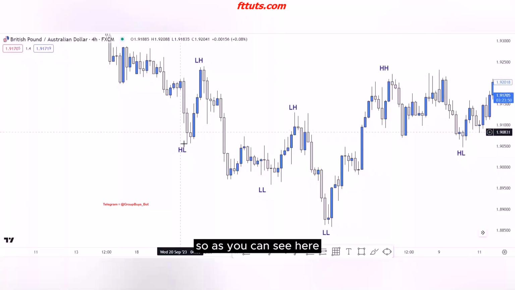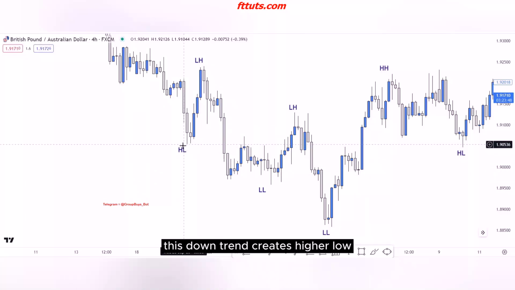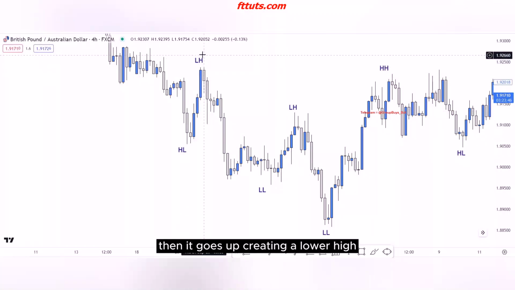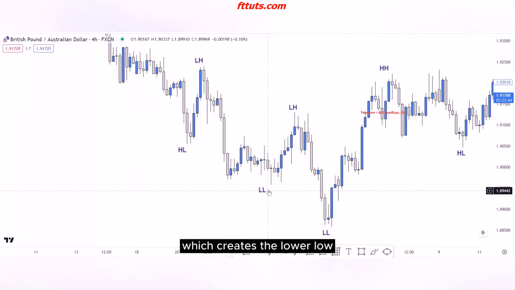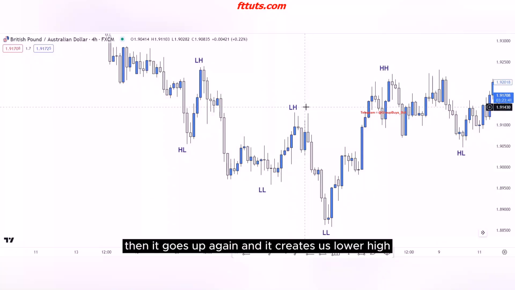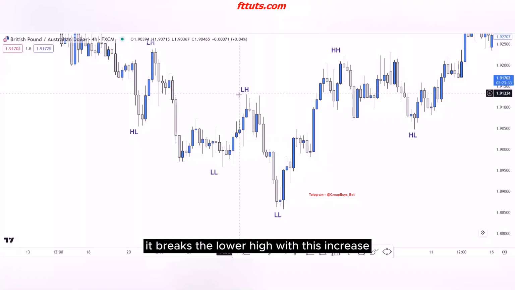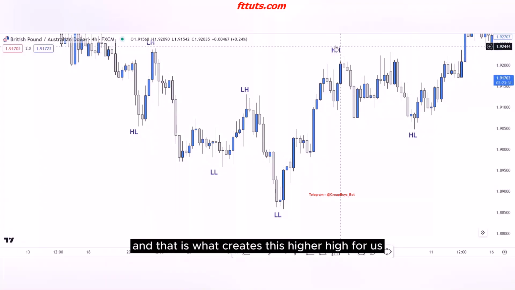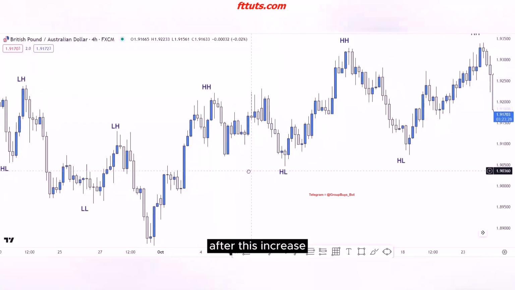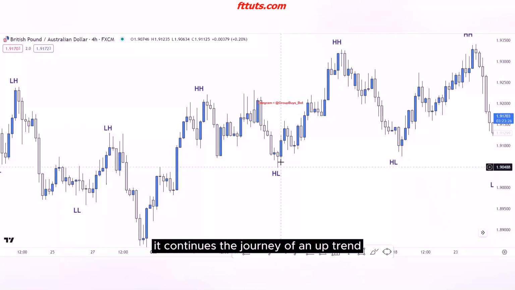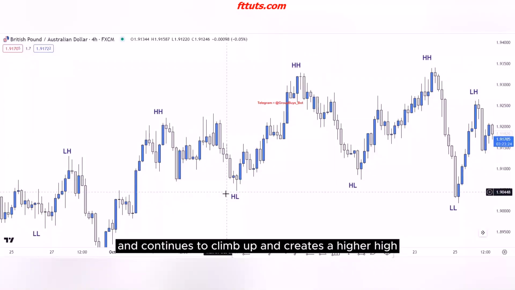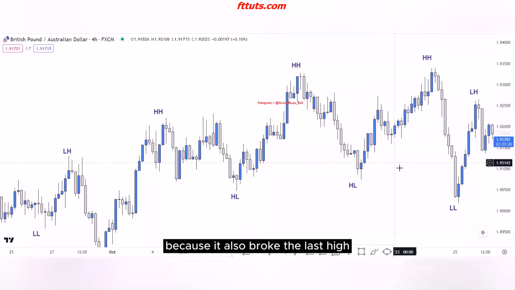So as you can see here, there's a downtrend, it creates a higher low, then it goes up creating a lower high, then it breaks down once more, which creates the lower low, then it goes up again, and it creates a lower high. After that, it breaks the lowest one again. This creates a lower low, and as you can see here, it breaks the lower high with this increase, and that is what creates this higher high for us. After this increase, it continues the journey of an uptrend, creates a higher low, and continues to climb up and creates a higher high because it also broke the last high.